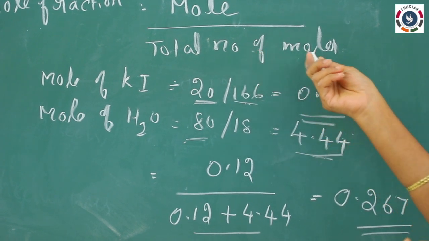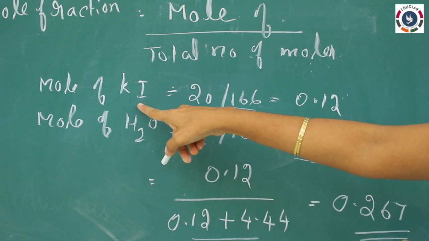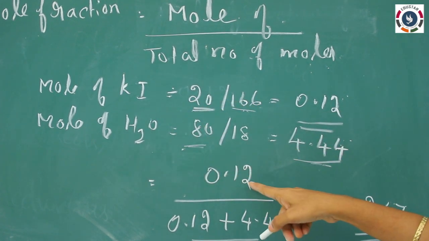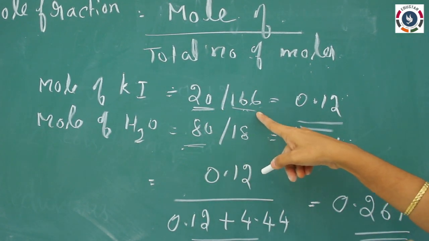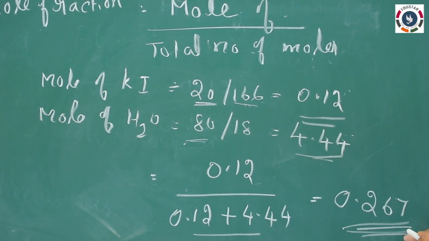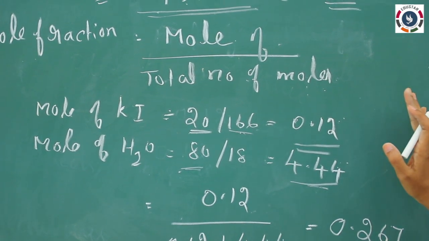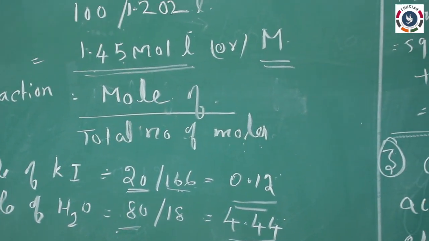Since it is the total number of moles, here I have to write the moles of potassium iodide, that is 20 divided by 166, we get 0.12. So we are getting the answer 0.26. Remember, mole fraction doesn't have any unit. Okay, that's all for the first problem. Going to the second one.